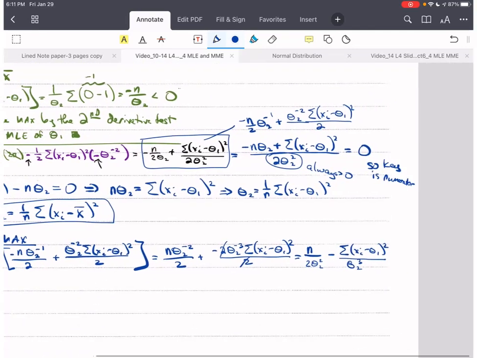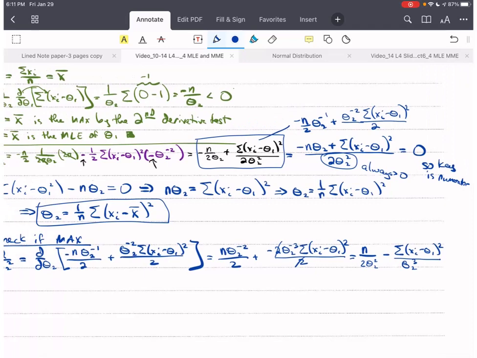This is the second derivative, but I'm going to make a substitution here. I want to point out that θ2 hat is equal to 1 over n times the sum of (xi minus θ1) squared, which is x bar. So that means that the sum of (xi minus θ1) squared equals n θ2 hat.